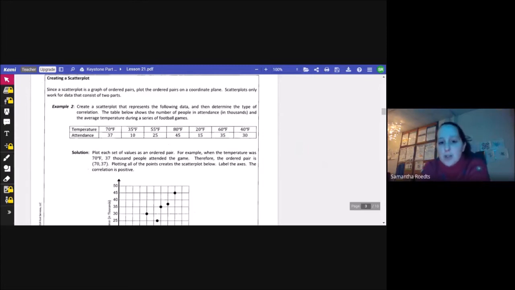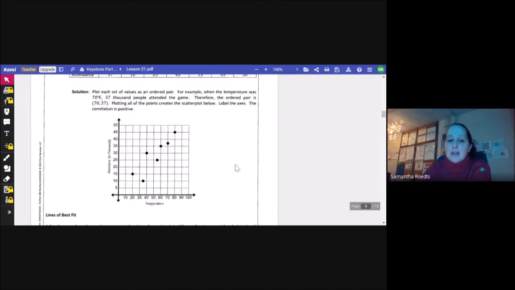The table below shows the number of people in attendance in thousands and the average temperature during a series of football games. So temperature versus attendance. Plot each set of values as an ordered pair. For example, when the temperature was 70 degrees, 37,000 people attended the game. Therefore, the ordered pair is 70, 37. Plotting all of the points creates the scatter plot below. Label the axes, and the correlation is positive. So here's my temperature. Here's my attendance. So this positive correlation tells me that the warmer it gets, the more people attend at the football games.